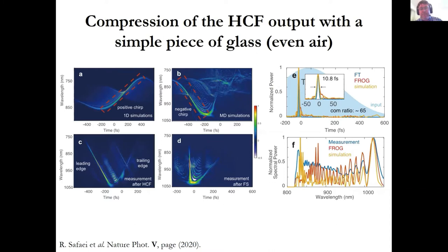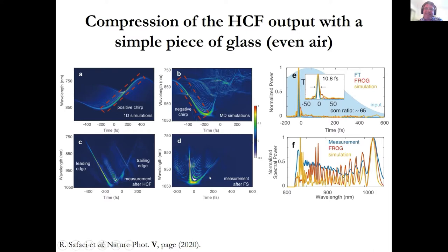So as I told you at the beginning, when we compress with self-phase modulation, we need these chirp mirrors to compress. We need to put negative dispersion. But here, I will explain this figure. Figure A is the Wigner function that we would expect from 1D propagation in the hollow fiber. And you see, you have a positive chirp. But when we do MD simulation, where we take into account the multidimensional aspect, the pulse has a negative chirp at the output. And experimentally in C, we do see this beautiful negative chirp at the output of the hollow fiber.